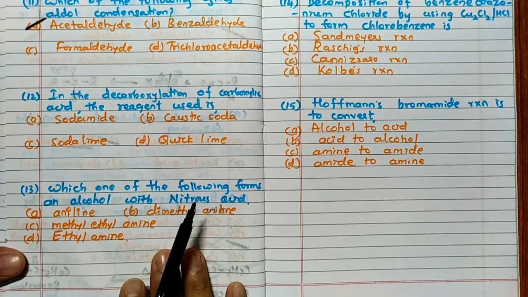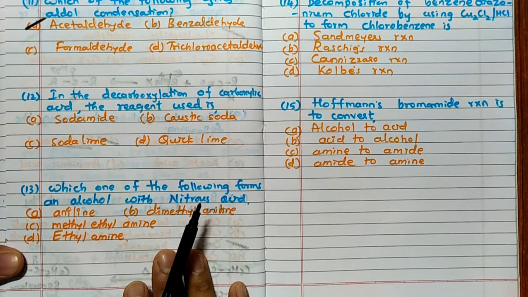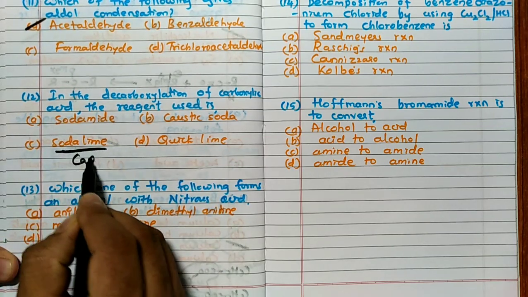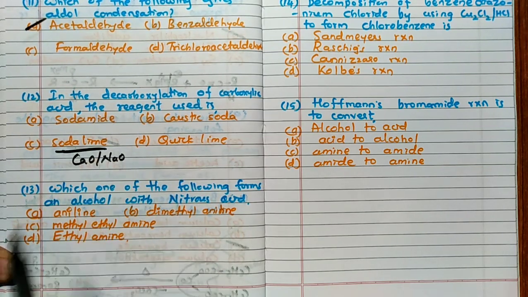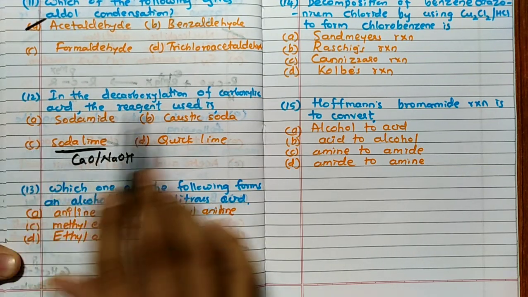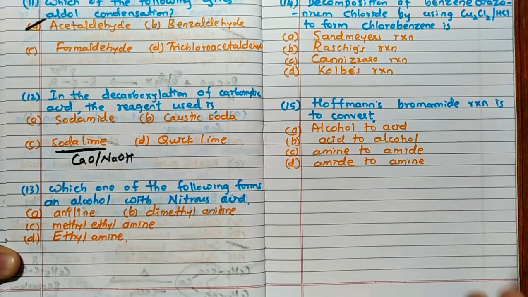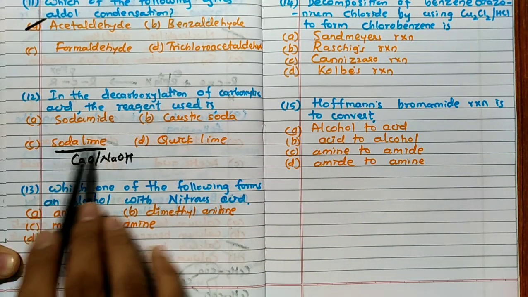In the decarboxylation of carboxylic acid, the reagent used is, we know that for decarboxylation reaction soda lime is used. Correct? NaOH and CaO. So the sodium salt of carboxylic acid is going to form first. Then Na2CO3 is removed. So soda lime is the answer.